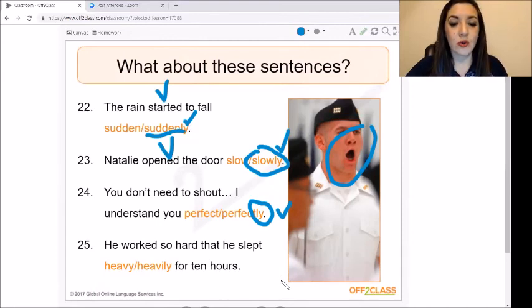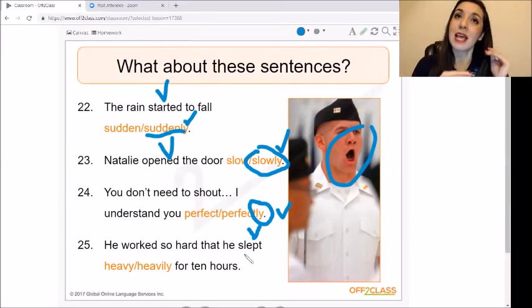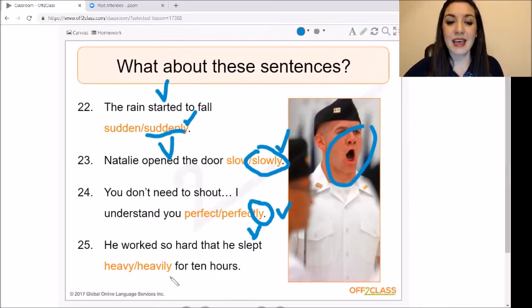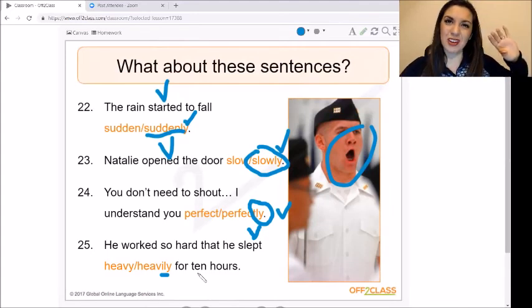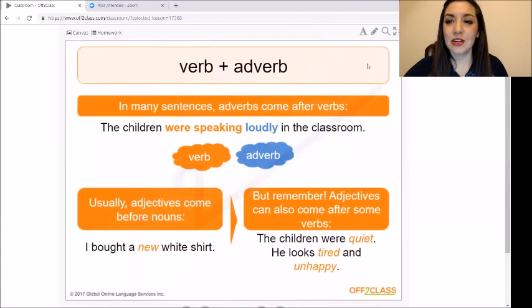25, he worked so hard that he slept heavy or heavily for 10 hours? Well, here's the verb. He slept, which is past tense of sleep. So how did he sleep? Oh, that's snoring, but heavily. He slept heavily for 10 hours. Because when he sleeps, it's very heavy. So we say he slept heavily. Could not wake up. Okay, a little bit more.